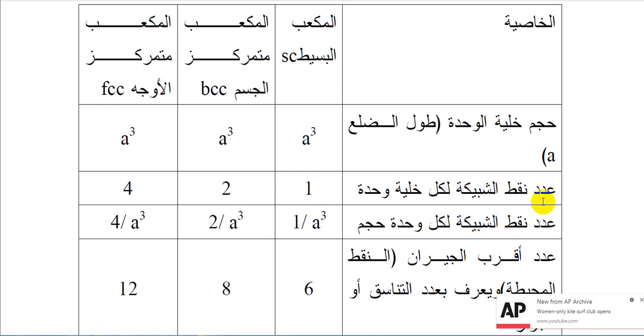Particularity 2, يعني الخاصية 2. The amount of lattice points for each unit cell: 1 for a simple cubic cell, 2 for the body-centered cubic cell, and 4 for the face-centered cubic cell.